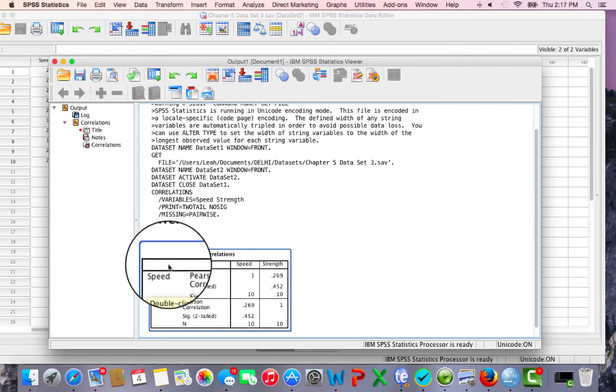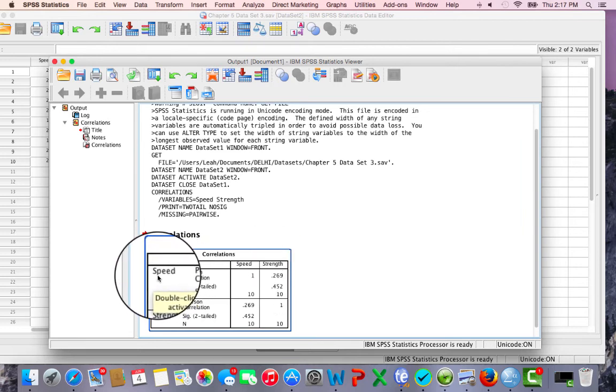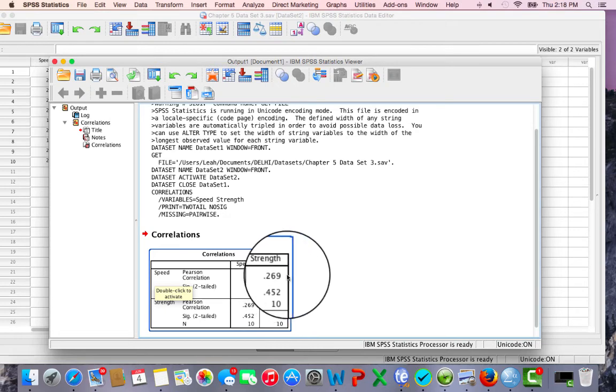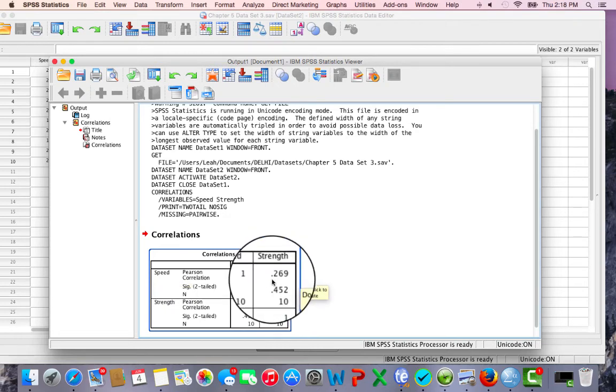When we look at the strength, the relationship between speed and strength is 0.269. This indicates a positive relationship because it is a positive number, but it is a very weak relationship because it is not very close to 1. 0.269 is a pretty low value on a scale of 0 to 1. So we have a positive but weak correlation.